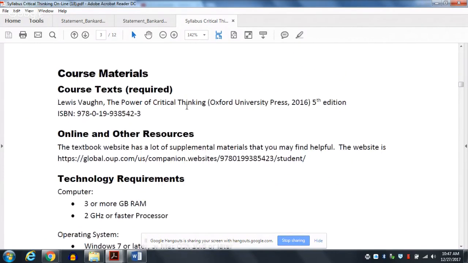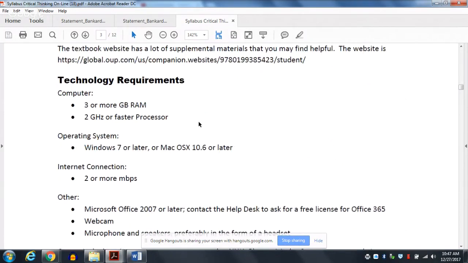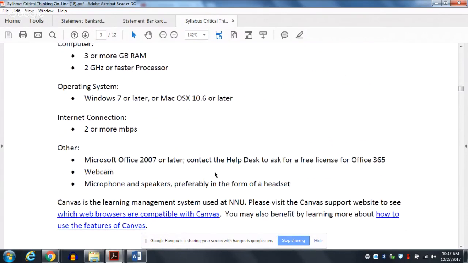There's one text, and that is The Power of Critical Thinking. It's vital that you have this text and that you have the correct edition. You can see that there are some online resources related to that text that might be helpful to you. You can see the technology requirements that you'll need. So if you don't have these requirements, please let me know.